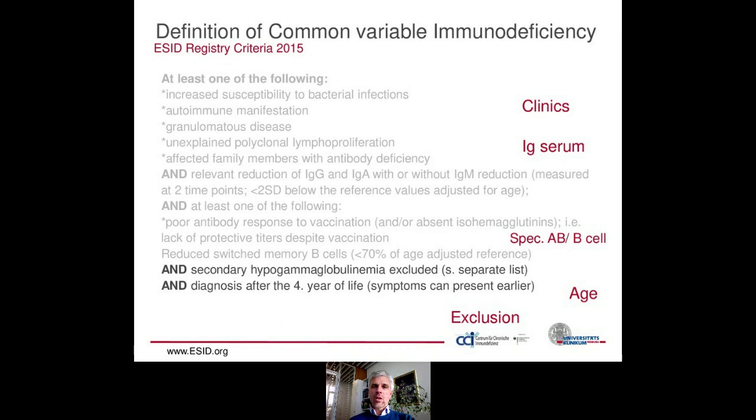The diagnosis should not be given before the age of 4. This is not because patients can't present earlier, but because of the uncertainty of a diagnosis before that age due to the differential diagnosis of transitory hypogammaglobulinemia in children. And one of the new criteria which was also added, and I think rightly so, was that we need to separate CVID from combined immunodeficiencies where there is clear evidence of severe T cell defect.